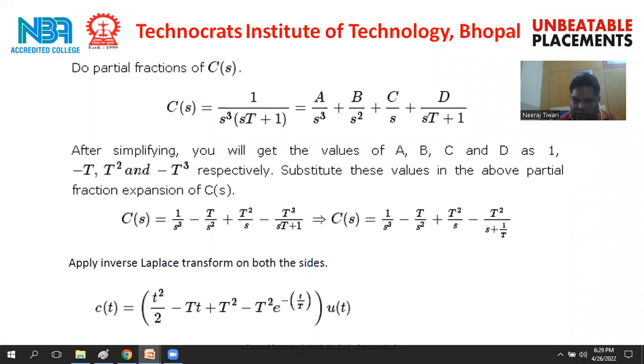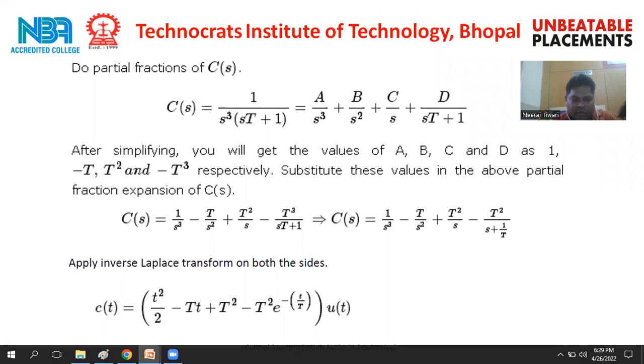So the result will be A upon s cube plus B upon s square plus C upon s plus D upon (sT plus 1). Now we solve this equation and find the coefficients A, B, C, and D. The result will be A is equal to 1, B is equal to minus T, C is equal to T square, and D is equal to minus T cube. Now putting the values of A, B, C, and D in our equation, the result will be 1 upon s cube minus T upon s square plus T square by s minus T square upon (s plus 1 by T).